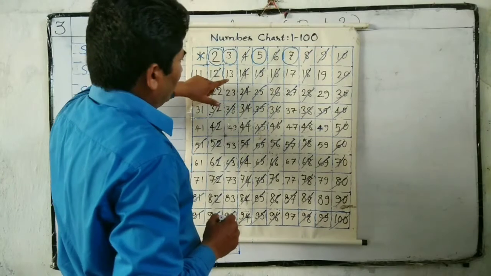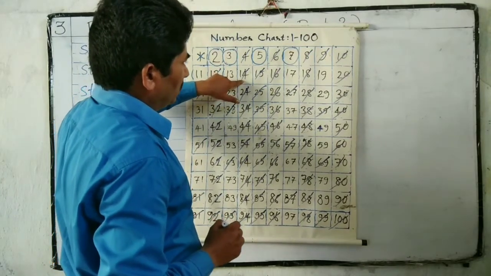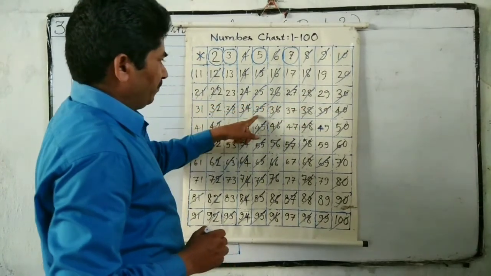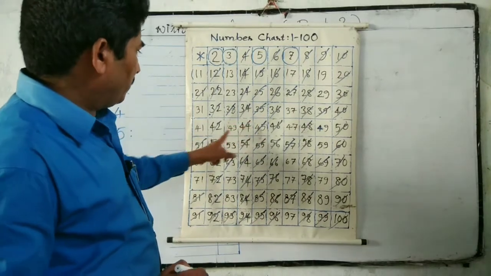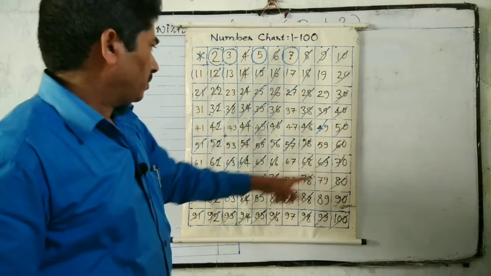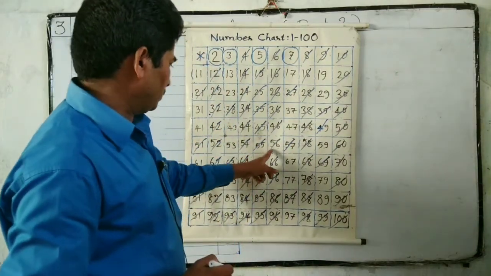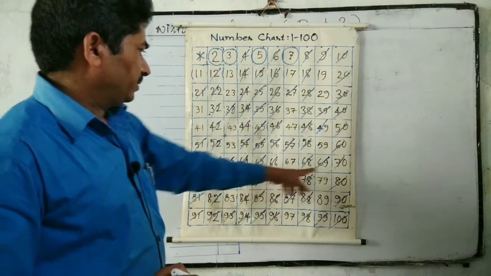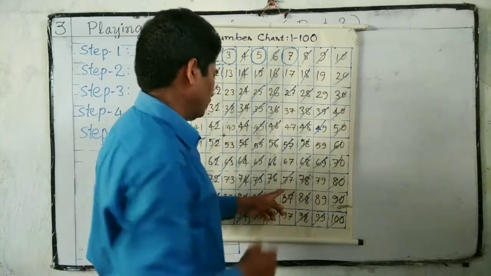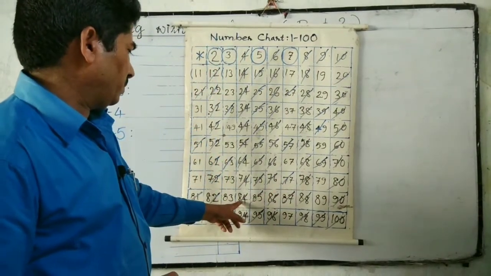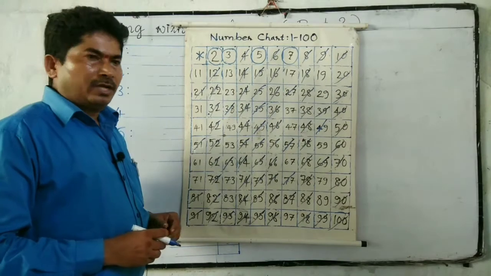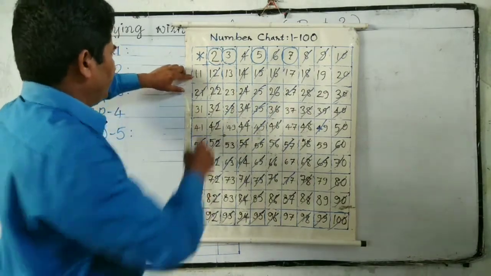7, after that 14, 21, 28, 35, 42, 49, 56, 63, 70, 77, 84, 91, 98. The next uncrossed number is 11.